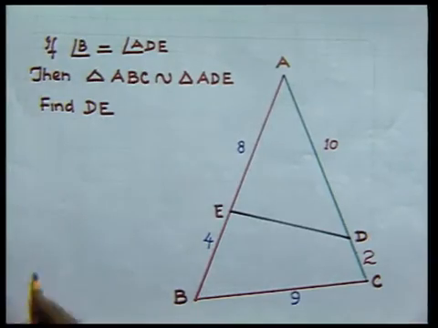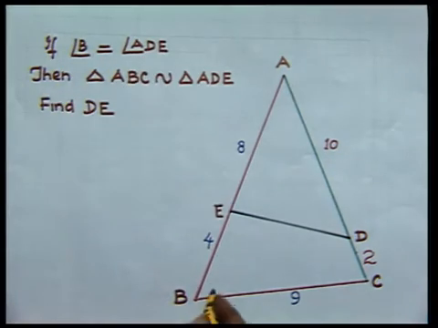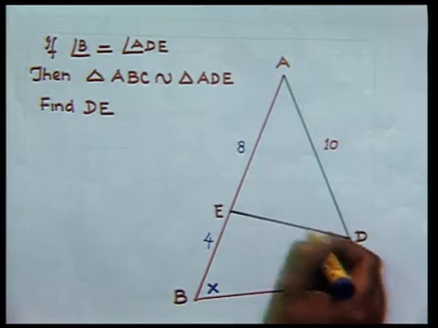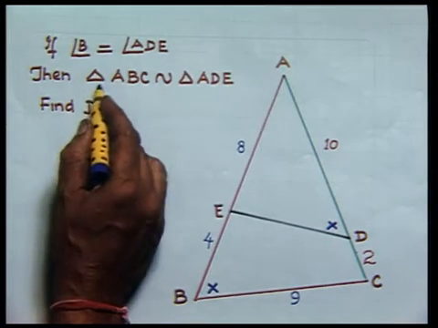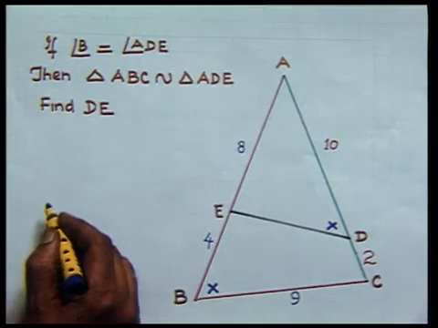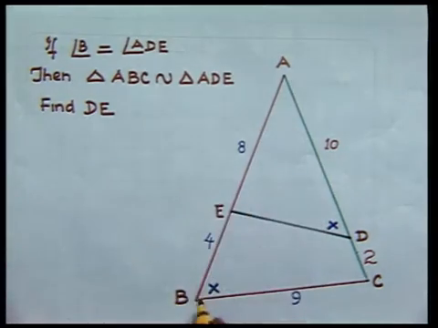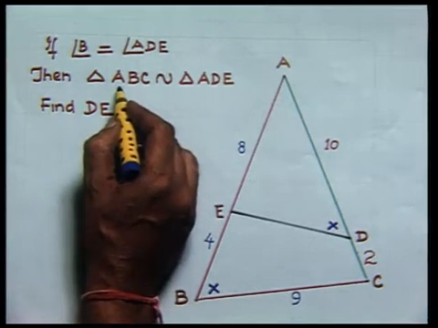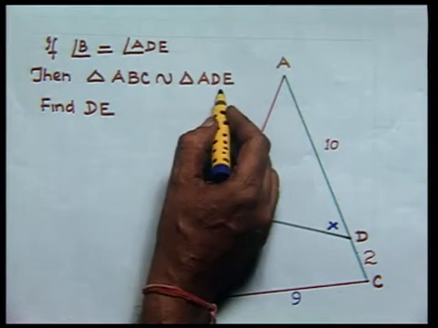In this figure, it is given to me that angle B is equal to angle ADE. Here is angle B. This is given to me equal to angle ADE, and I have to prove that triangle ABC is similar to triangle ADE. Since I am considering the similarity of triangles ABC and ADE, I will have to consider the correspondence of point A with A, B with D and C with E.